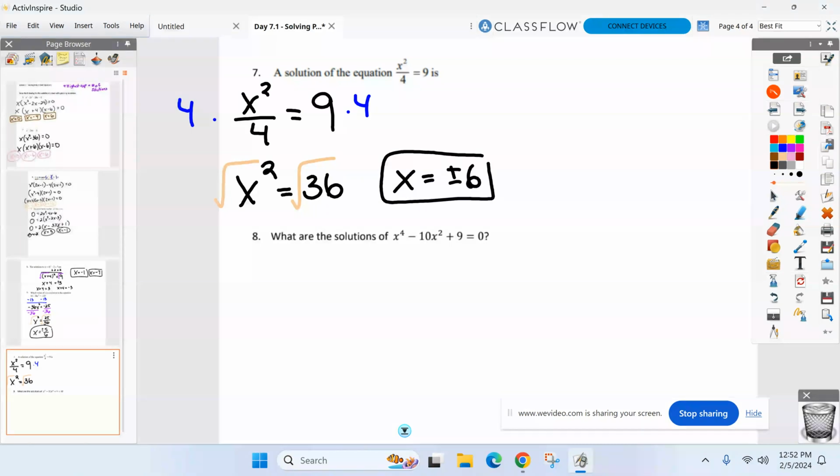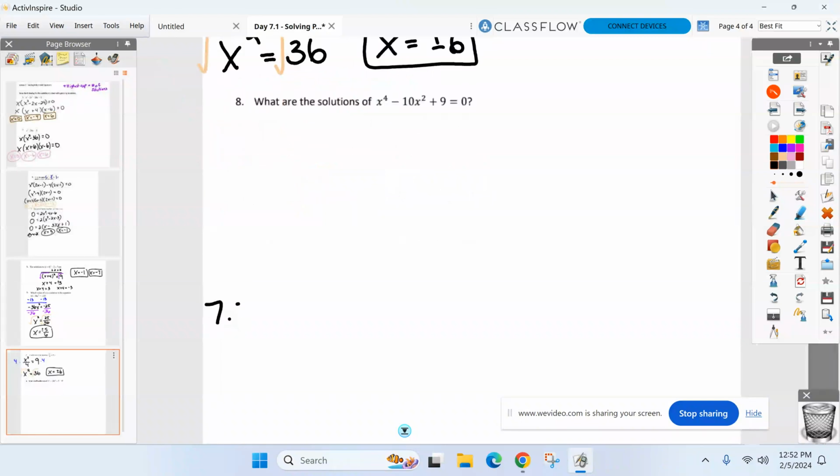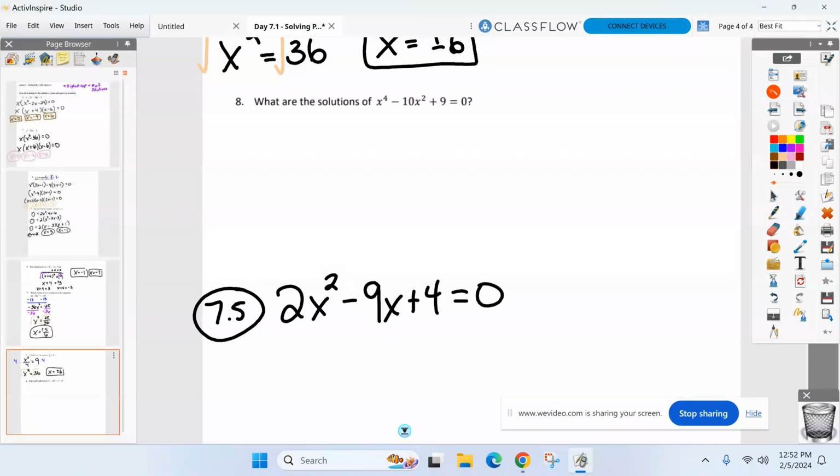I need a favor from people here. Hold off on number 8. I think you have enough room off to the right side on that page. I need to do number 7.5 with you. The reason we're doing an extra problem is because it'll show up on tomorrow's assignment. And if I don't go over this technique, I have a feeling we're never going to remember it. So here's the problem. 2x squared minus 9x plus 4 is equal to 0. Solve for x.